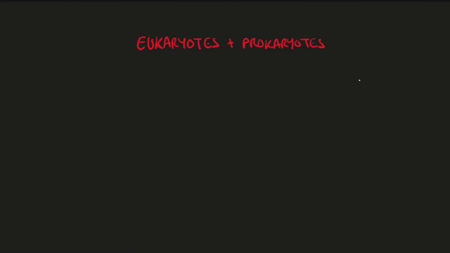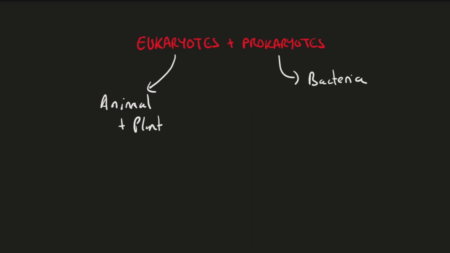Okay, so the first topic we're going to look at in cell biology is the different types of cells. So you've got eukaryotic cells and prokaryotic cells, and eukaryotic cells generally are animal and plant cells. On the other hand, prokaryotic cells tend to be bacterial cells. So all bacteria are examples of prokaryotes because they're made up of prokaryotic cells.